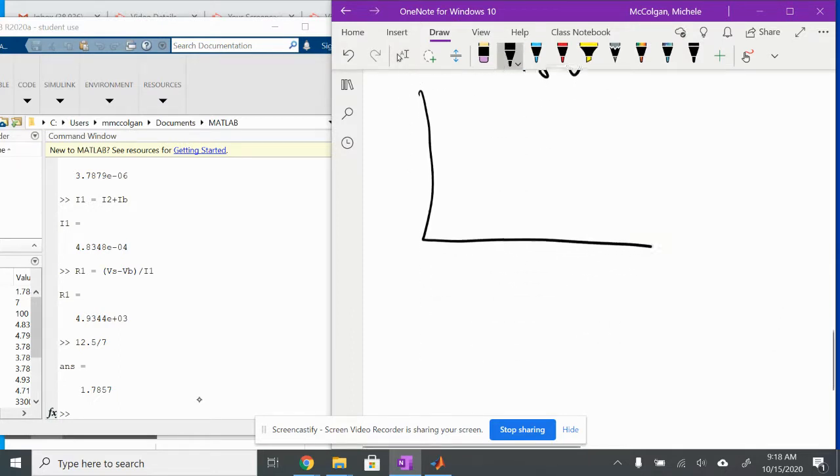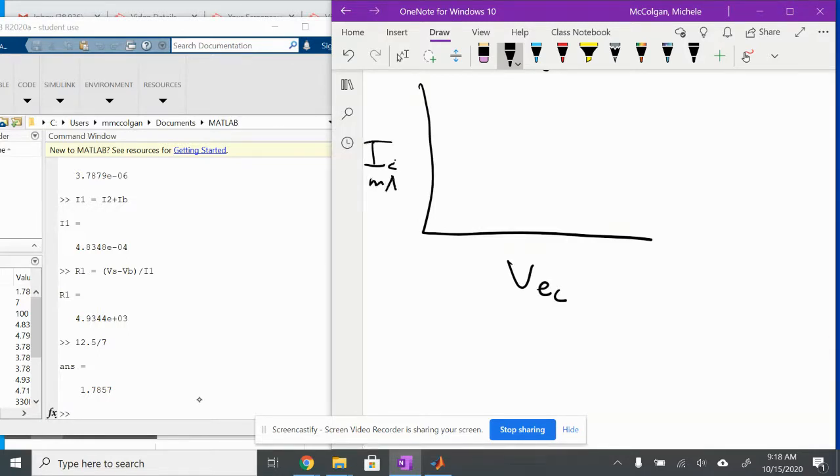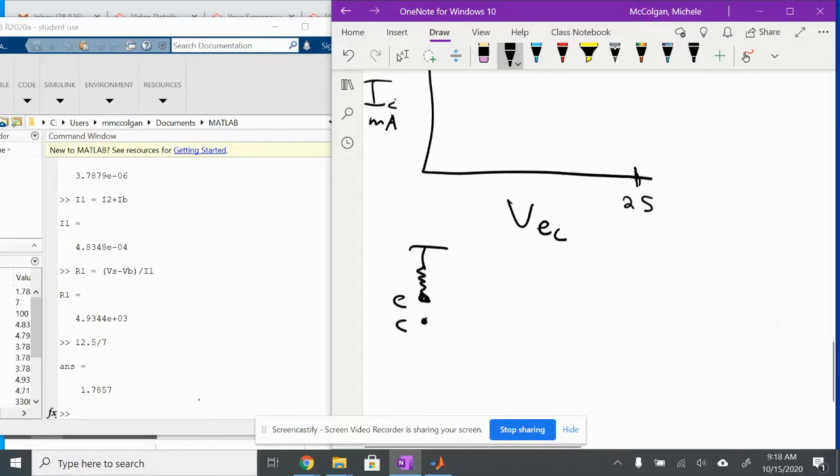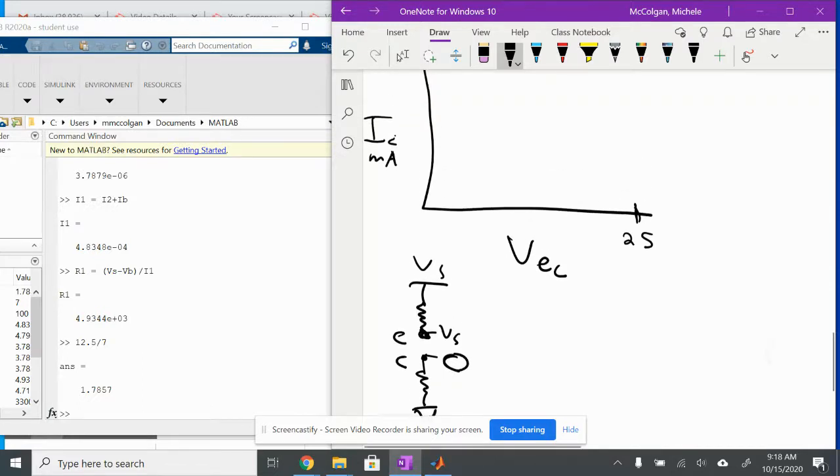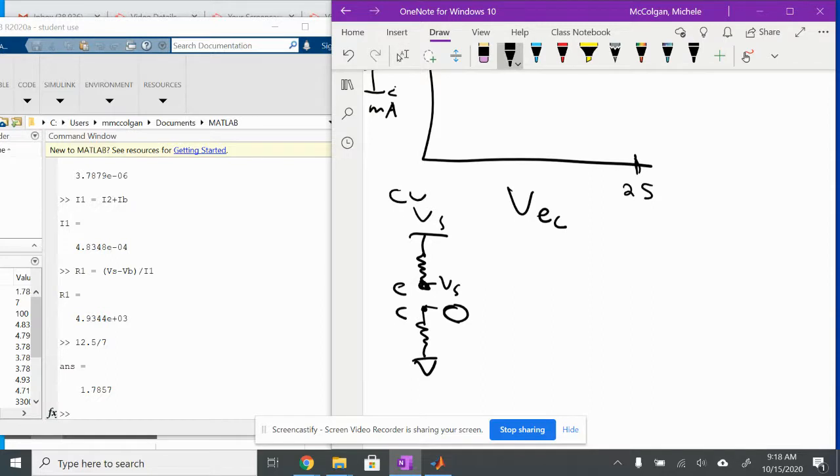And so remember here, this is going to be VEC now, because E is on the top, and this is going to be IC in milliamps. And my VCE I know is going to be at 25 because that's the max. So for cutoff, I'm going to have this. This is my E, this is my C. So I know that this is VS. So I know I have to have E equal to VS, and I know C is going to be 0. So VS minus 0 is VS, which is 25. And so this is cutoff.